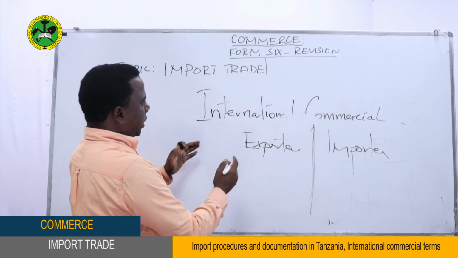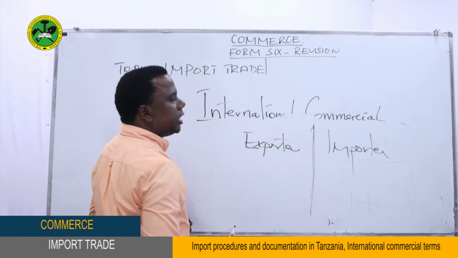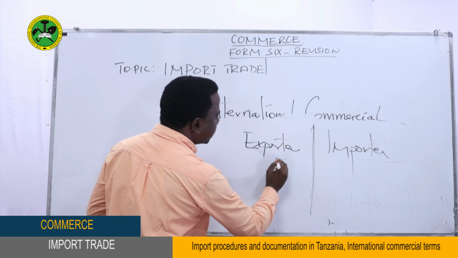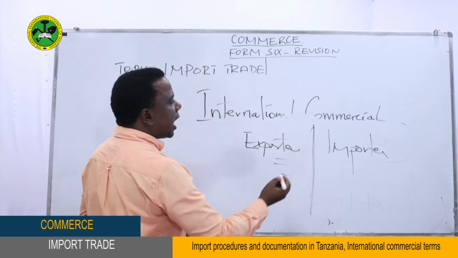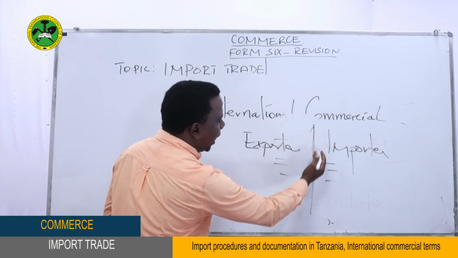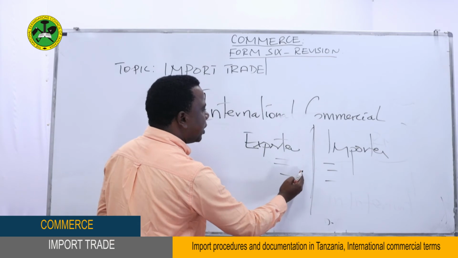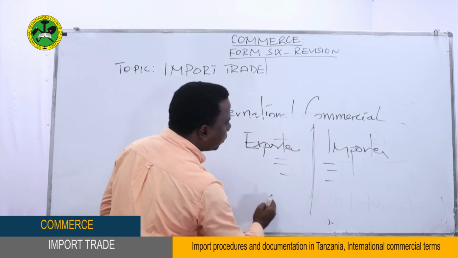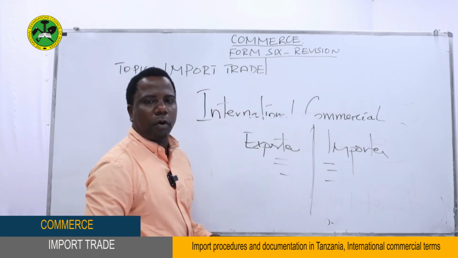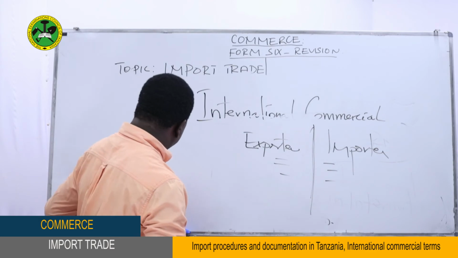So international commercial terms indicate a line of demarcation: an exporter should do this, this, and this, while an importer should do this, this, and this. So it shows, or indicates, the line of demarcation. These duties are supposed to be done by an exporter, but these duties are supposed to be done by an importer.